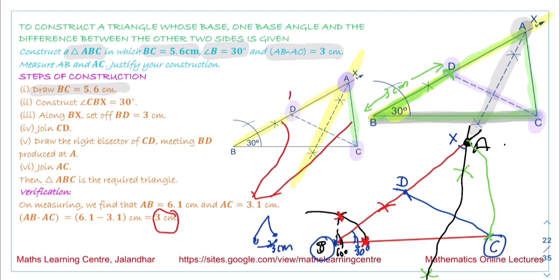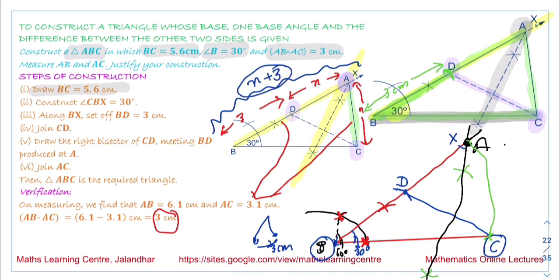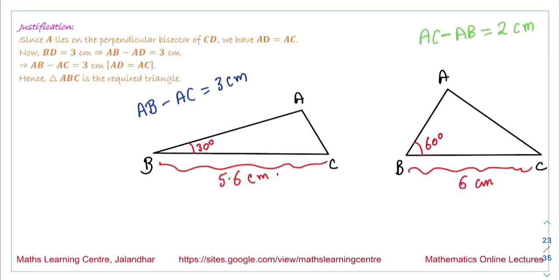If this length is x, then this length is also x. This length we are saying it is 3 centimeters. So this total length over here is x plus 3 centimeters. This length is x centimeters. So the difference of these two lengths will be 3 centimeters.